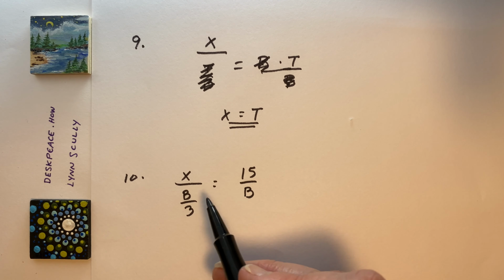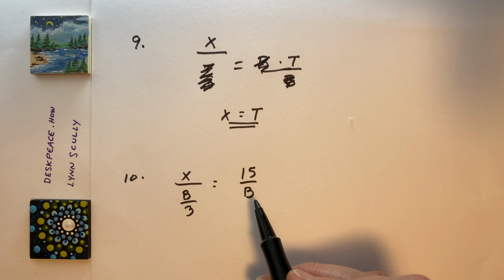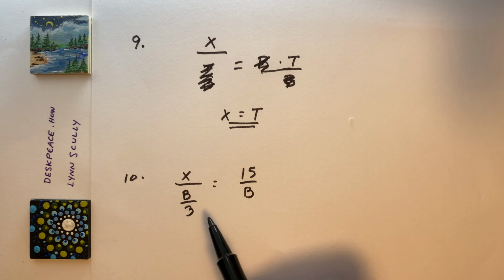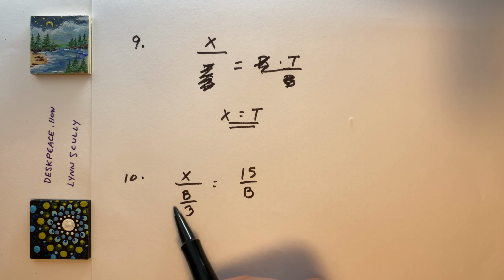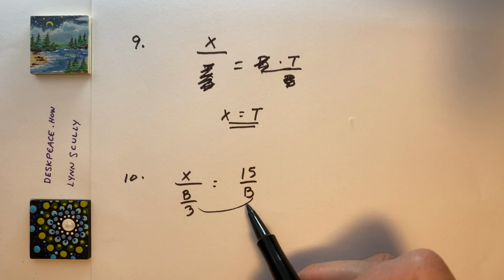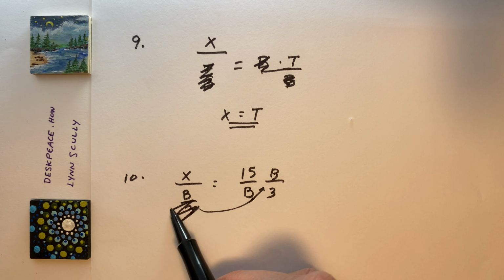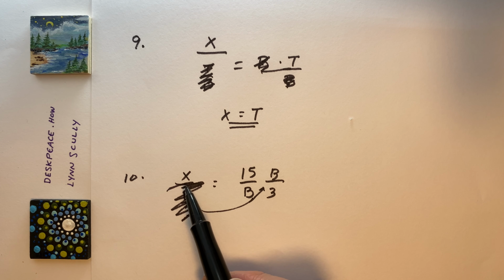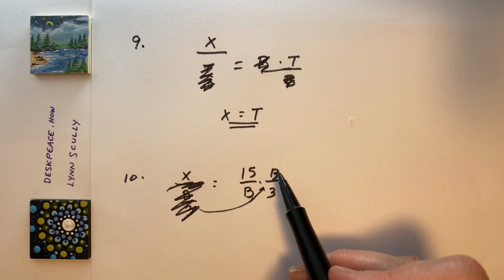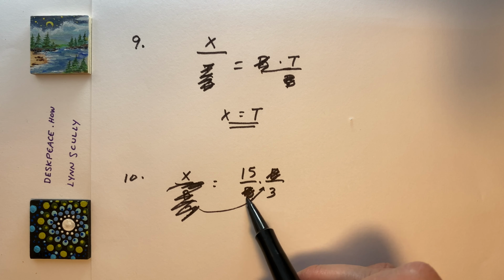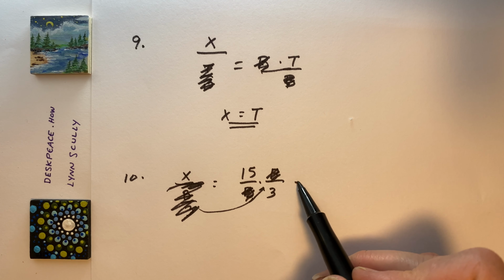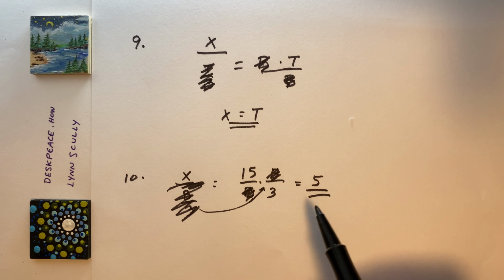Number 10, x over b over 3 equals 15 over b. I want to get the x alone. B over 3 is attached by division. It moves by multiplication to the other side of the equal sign. X is alone. I can do this math. B over b reduces to 1. And 15 over 3 equals 5. That was pretty messy to start with, and it just came down to 5.